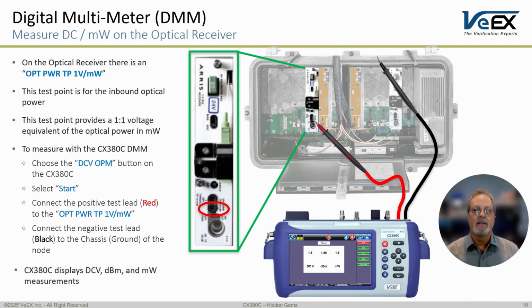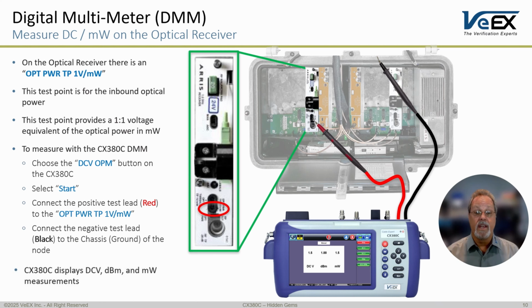The DMM also has a mode that will convert the DC measurements of a fiber optic receiver in a node to dBm. Most optical receivers have a DC voltage test point. To measure with the CX380C DMM, choose the DCV OPM button on the CX380C. This is an option that will convert the DC voltage to dBm. Once started, connect the positive lead, red, to the DC voltage test point, and the negative lead, which is black, just connect it to the chassis of the node. That will be the ground.